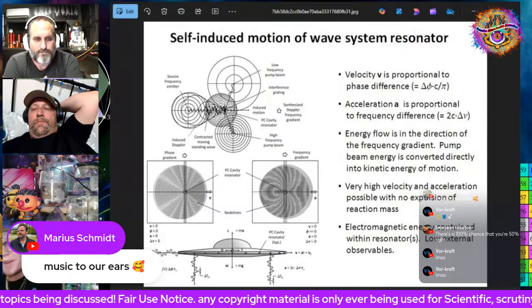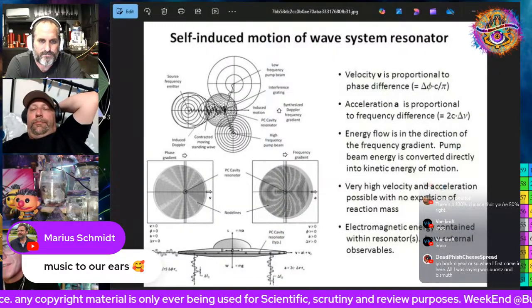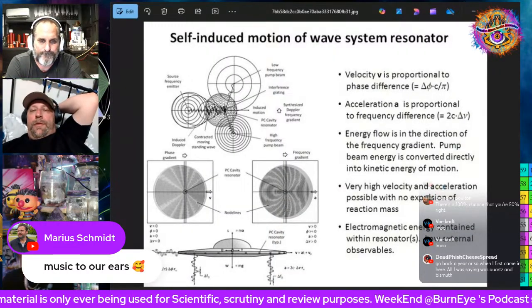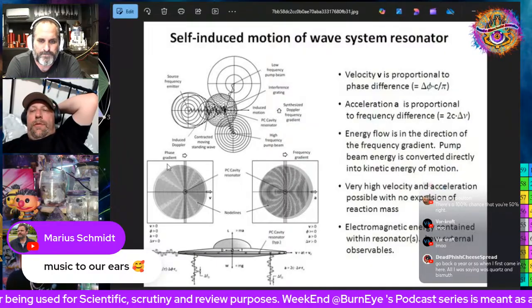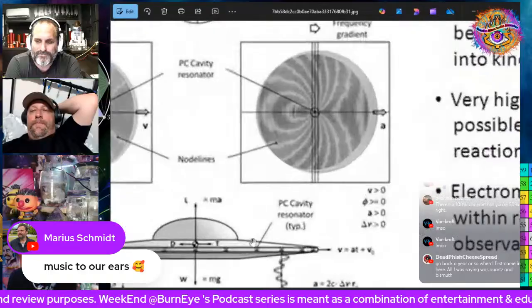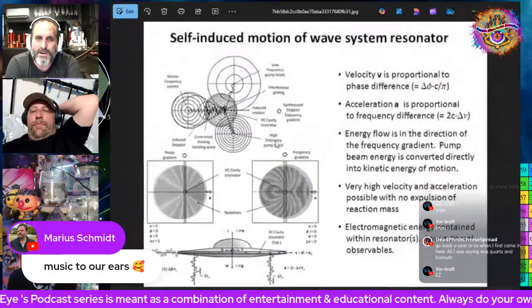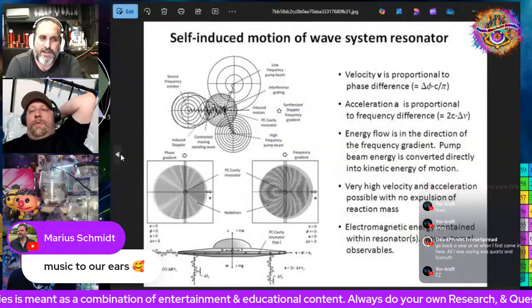And like what I got up here, self-induced motion of wave system resonator. Look at the very bottom left diagram. That looks like the disc-shaped UFO again. It's the same thing over and over, man. Exactly. They all tell you the same exact thing in every patent.